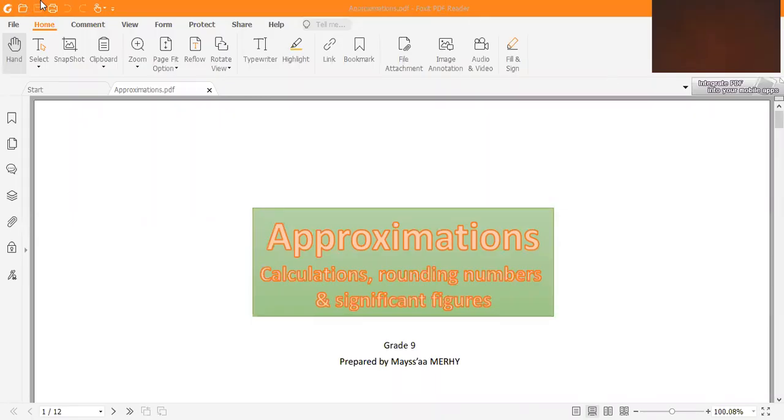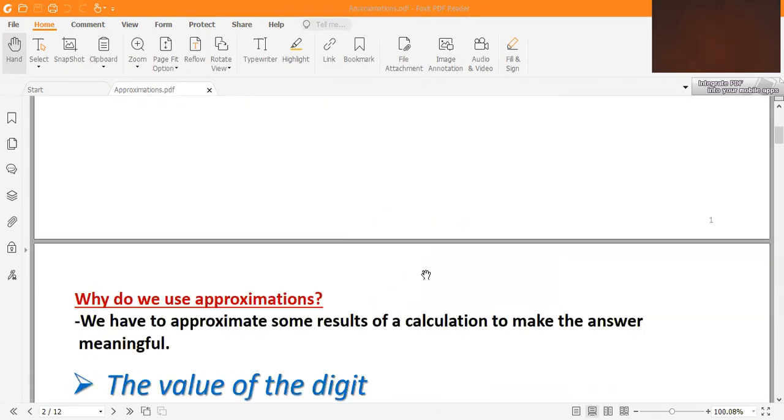Hello, everyone. Today we will explain the lesson about approximation: how to calculate and round, when we round up and when we round down a given number. In the second part of this lesson, we will talk about significant figures. We will start with the first part, and why do we use approximation?